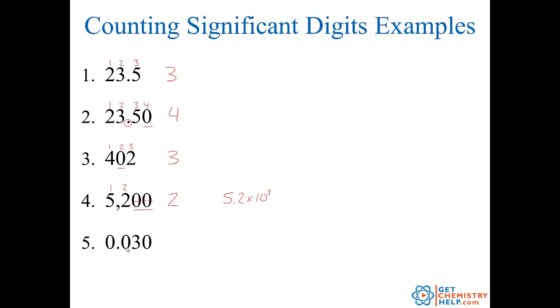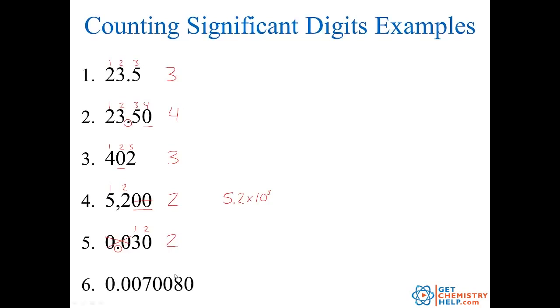Now, how about 0.030? Okay, rule number 3 said that zeros on the left are never significant, so those I'm just going to mark out. How about zeros on the right, or trailing zeros? Well, those are significant if there's a decimal. And again, it won't matter where the decimal is. So here's the decimal. So as long as there's a decimal anywhere in the number, then all the trailing zeros, or the zeros after a number, are significant. So this would be 1, 2, or 2 significant figures.